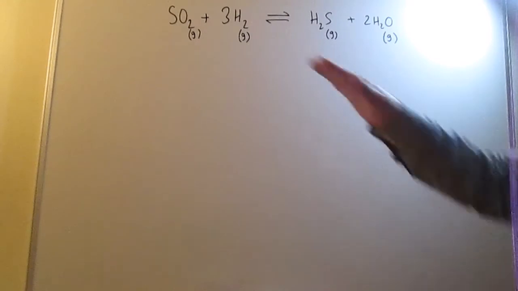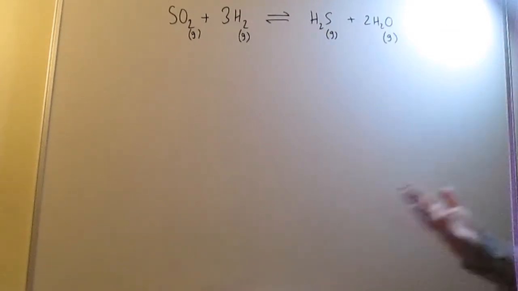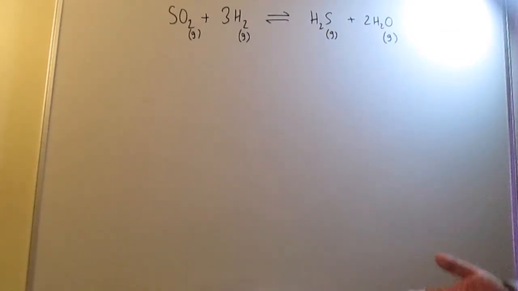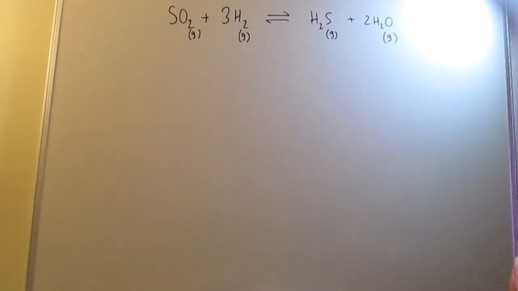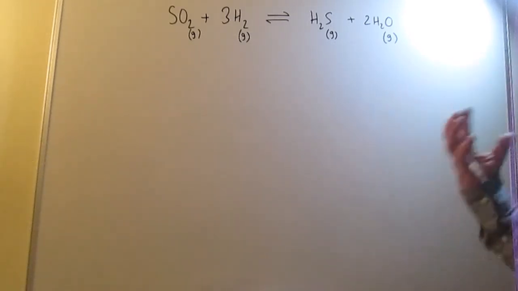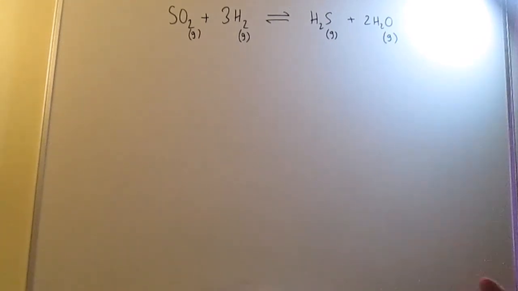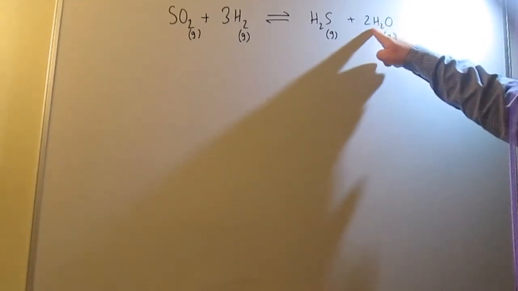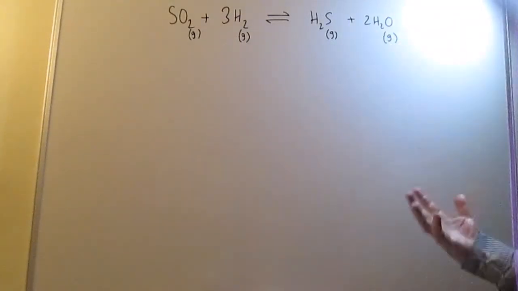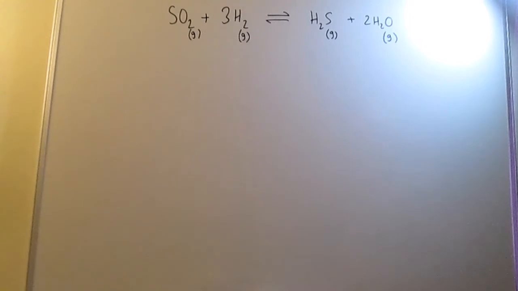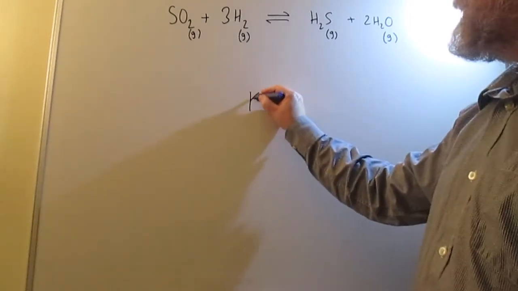And the second thing to check is whether it's a homogeneous equilibrium or a heterogeneous one. Remember, if it's heterogeneous and you have a pure solid or a pure liquid, you're going to leave it out of the equilibrium constant. Or if you have a reaction in aqueous solution and water is also not just a solvent but a reactant, then again you're going to leave it out. So you've got to check that one carefully because it has got water involved, but it's steam, it's water as a gas, so it's not a solvent, which means you don't leave it out.